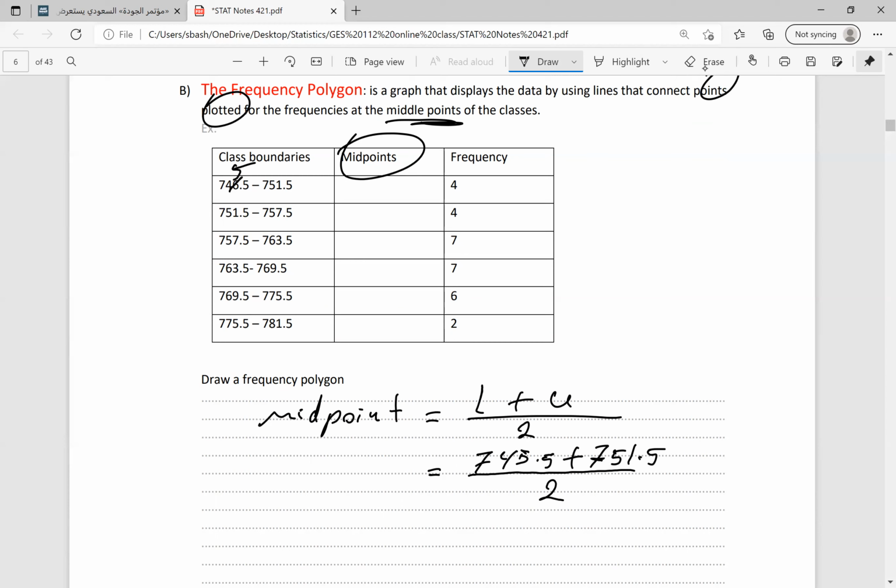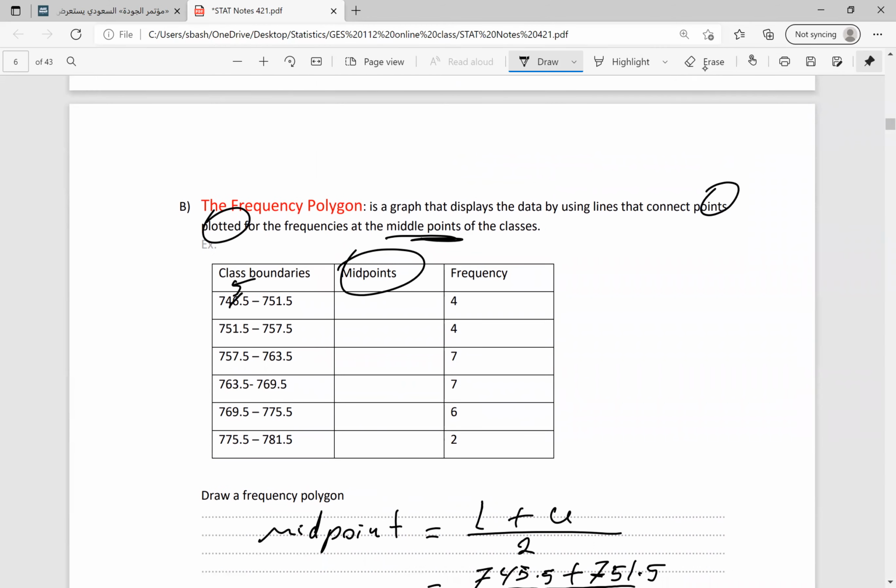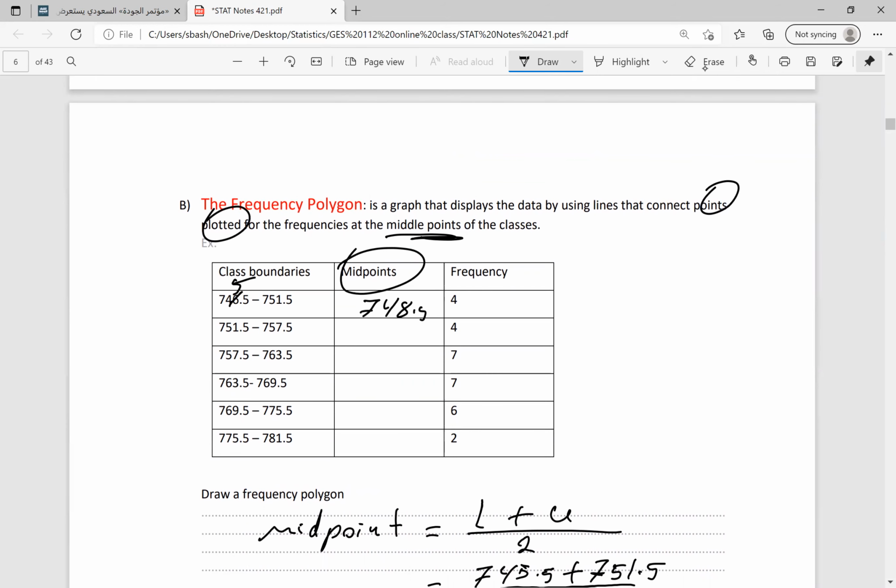So using the calculator for this one, I think the difference is only 6. It's very easy to find. 745.5 plus 751.5 divided by 2 will be 748.5. Should be 748.5.